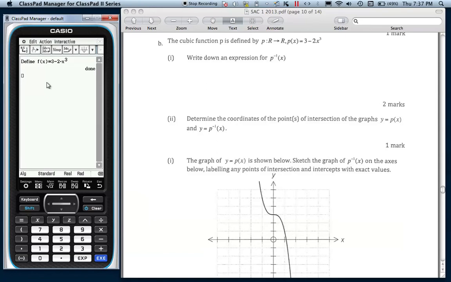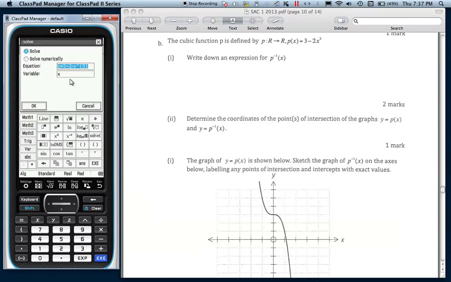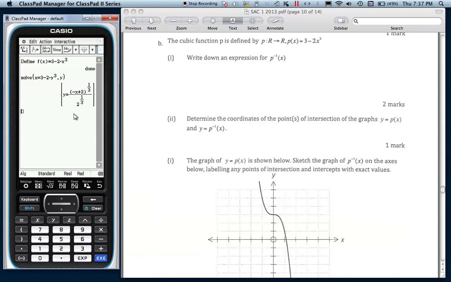And a good way to do the inverse is simply to rewrite it, but instead of y equaling, we just swap x and y. There we go. And solve that, but not with respect to x, with respect to y. And let's go OK. So there's our expression for an inverse. The power of a third, of course, is just a cube root.